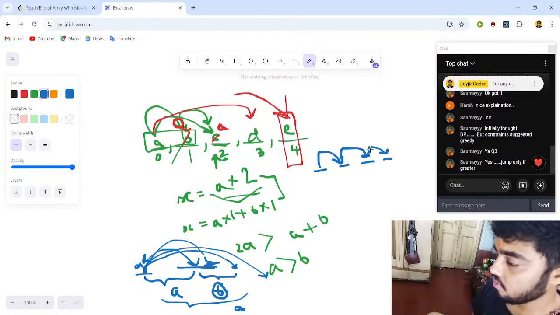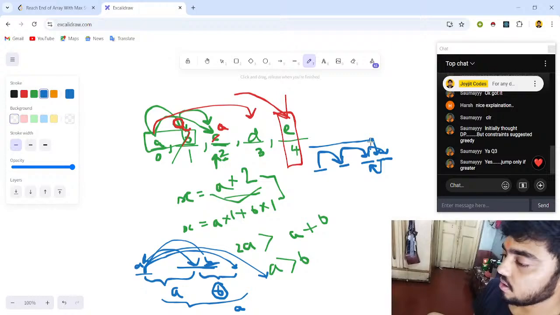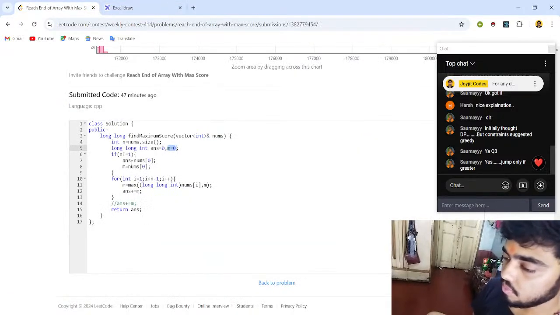Because let's say over here there is a position, so what is it going to be? This is going to be the value of this, right? And what is this? This is going to be the maximum value that I have got till this position, right? So basically we are doing that only. So I'm going for answer.